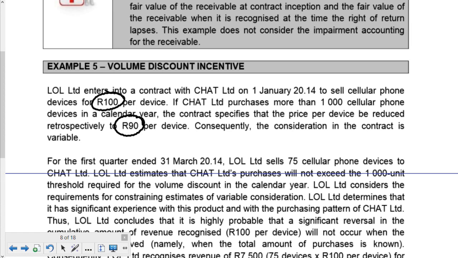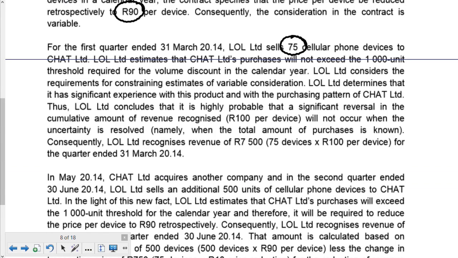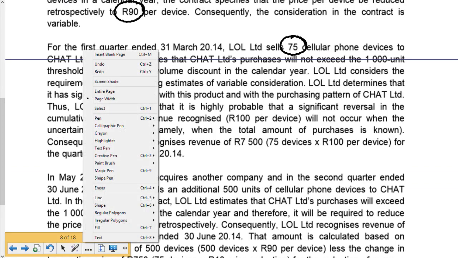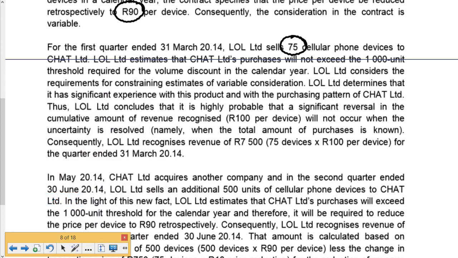For the first quarter, they sell 75 phones. I mean, 75 for a quarter, they're never going to reach the 1,000. Do you agree? A quarter is 3 months. We would at best be timesing that by 4. Even if it was 100 and we times it by 4, it would be 400, isn't it? It doesn't look like they're going to achieve it. And so LOL at that stage will take the 75, multiply it by 100 Rand, and recognize revenue of 7,500 Rand for the first quarter.